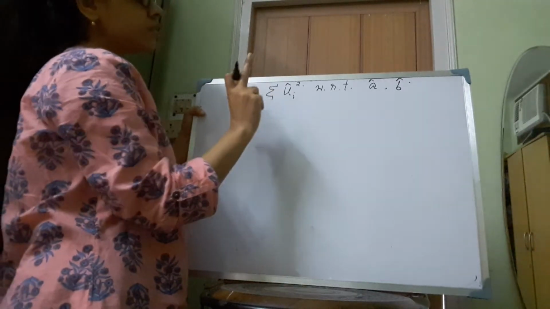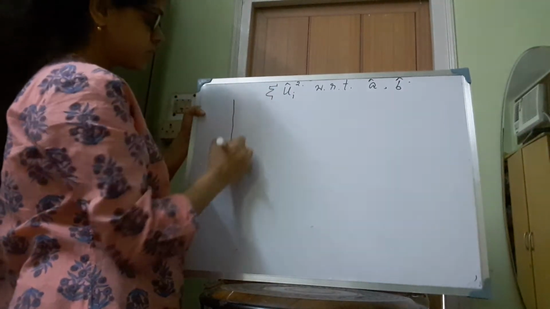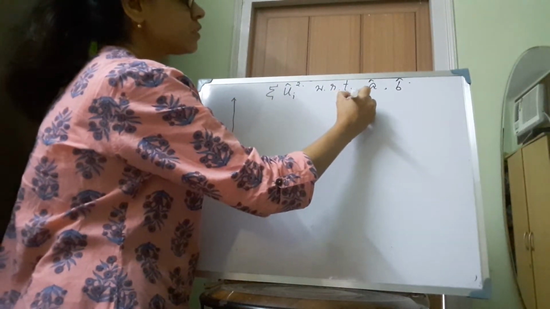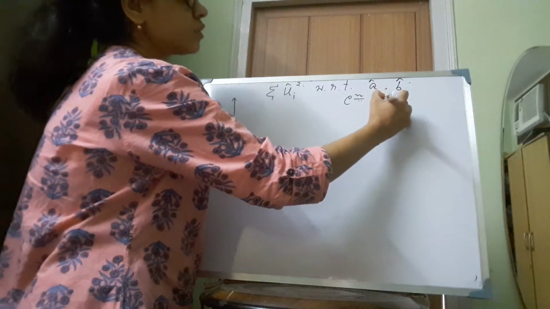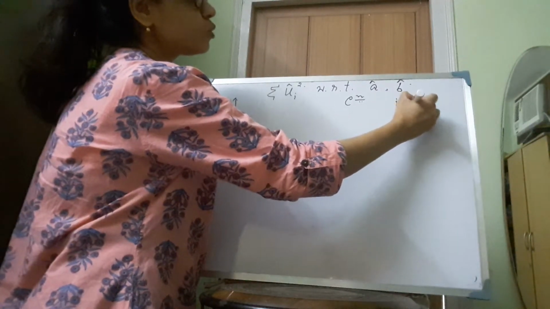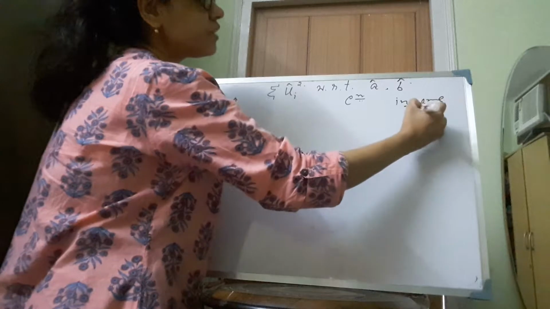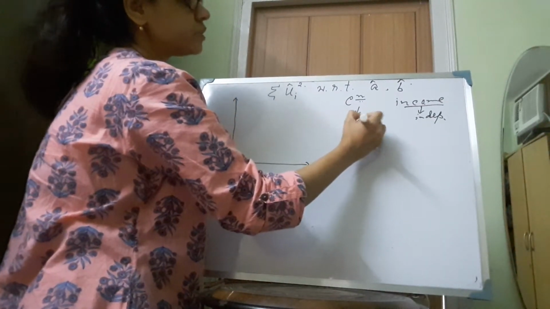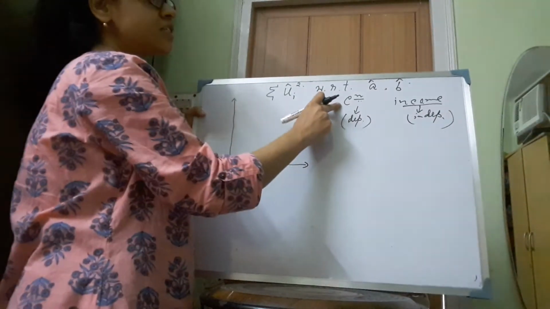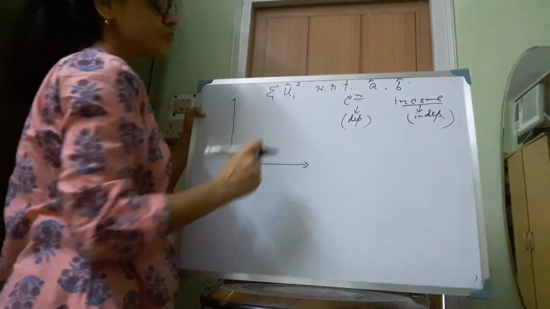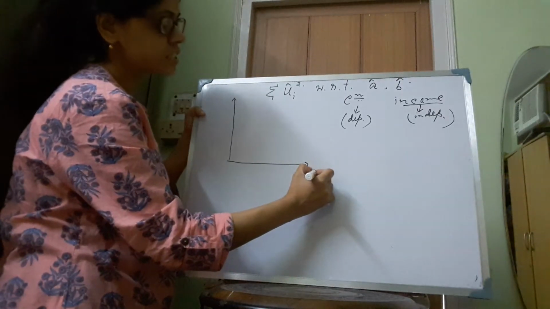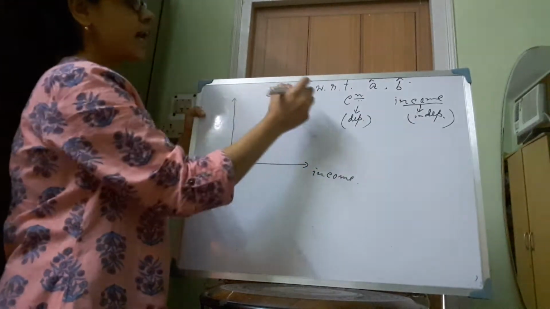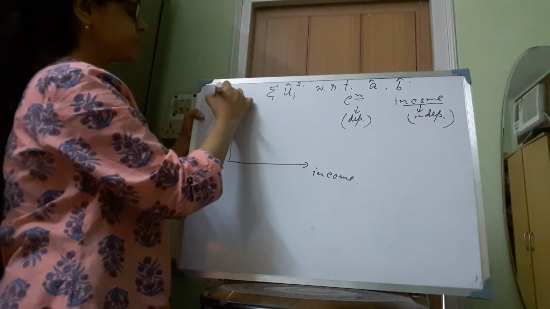So basically in least square method, what we are doing? Suppose we are trying to predict the consumption level on the basis of income data. So income is our right hand side variable, independent variable, and consumption is our dependent variable. So we are trying to predict the consumption on the basis of income data. So here along the x-axis we are taking income, that is the independent variable, and consumption along the y-axis.